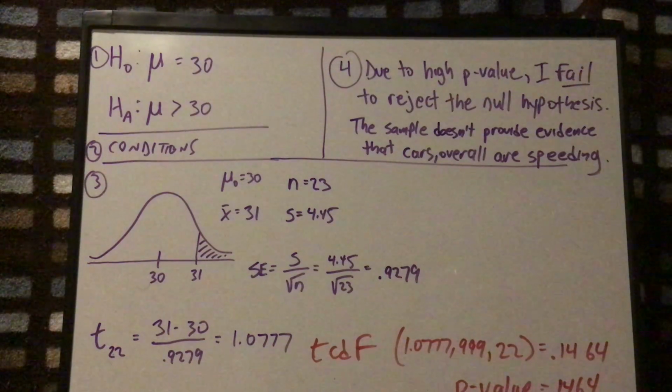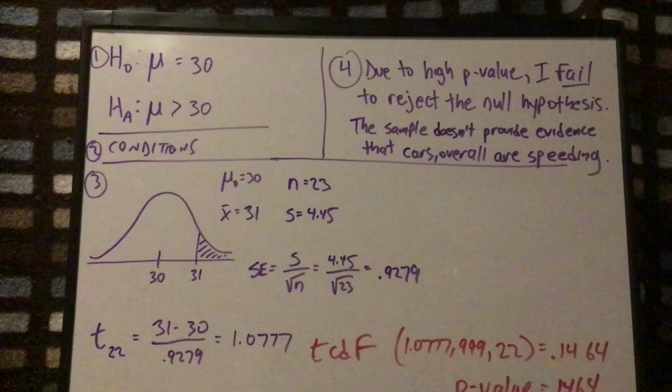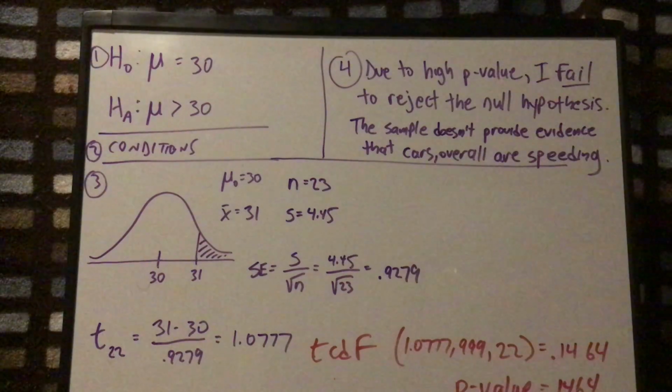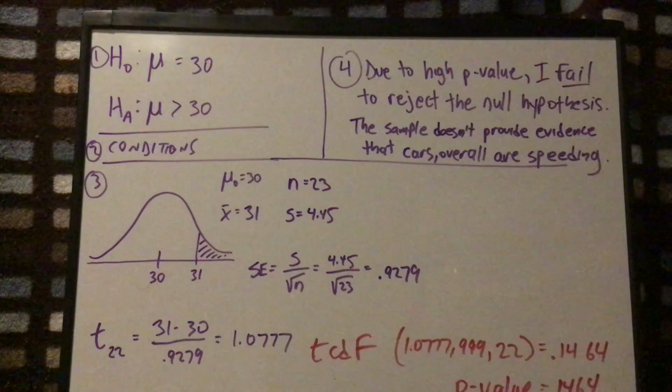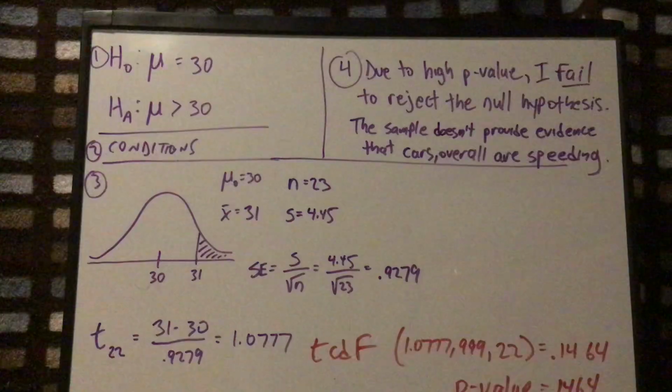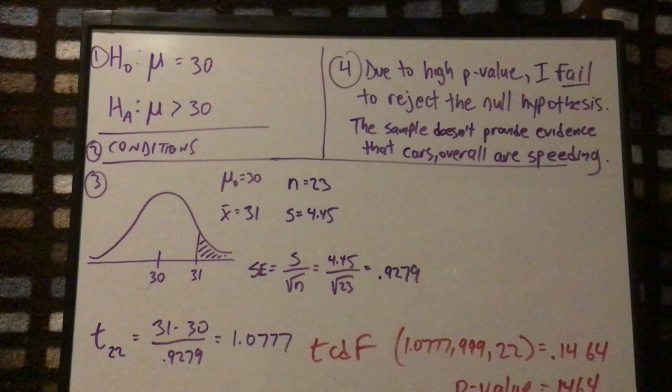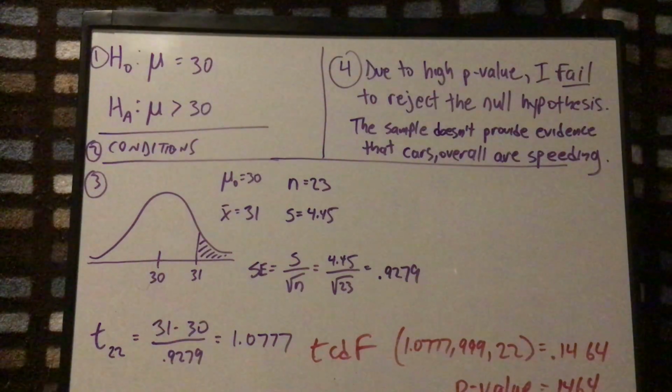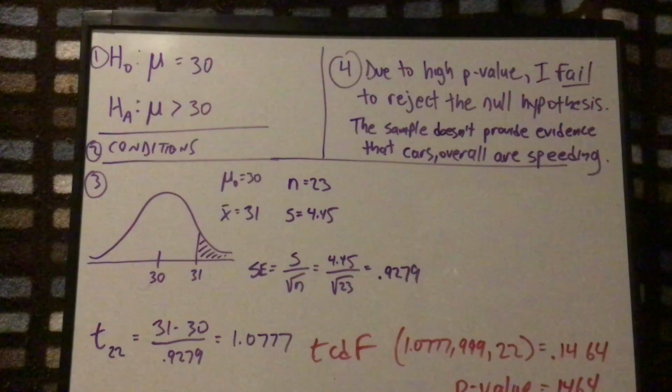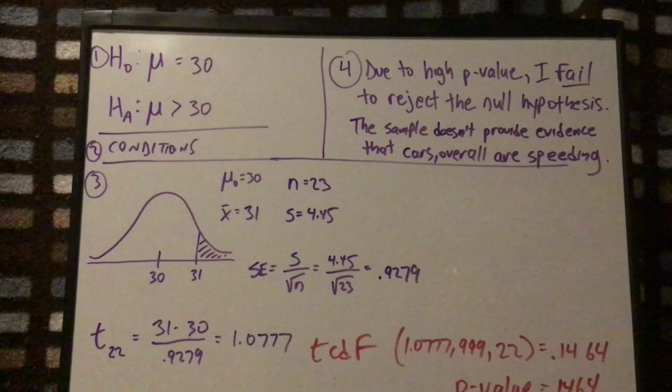So basically, our sample is consistent with the mean. This doesn't prove that anybody's speeding. If the population is going the speed limit, this sample could come up, and it doesn't give us any reason to believe that overall the entire population of cars is speeding. All right, so hopefully you get the logic of this.